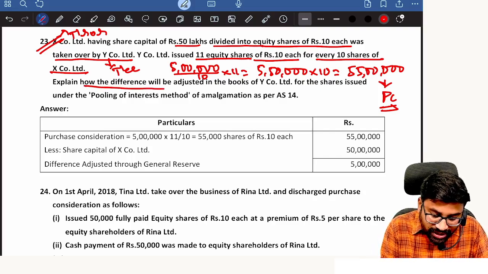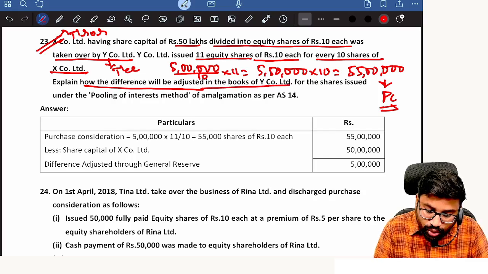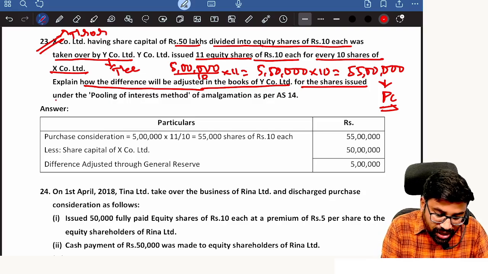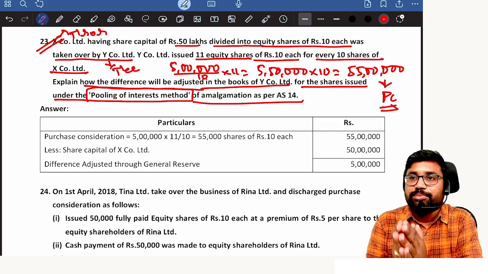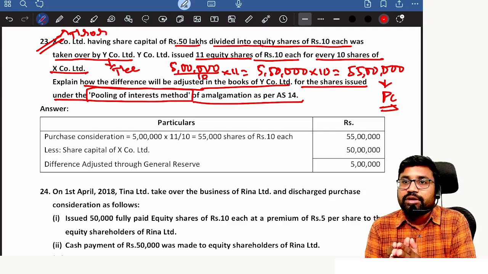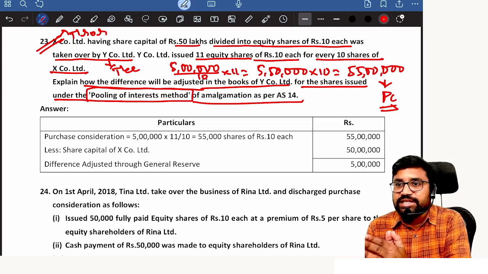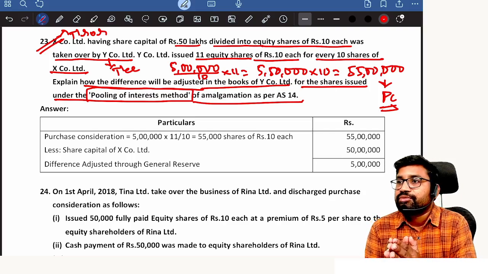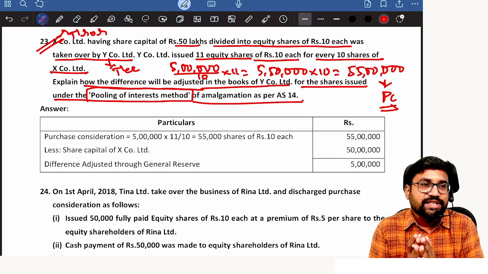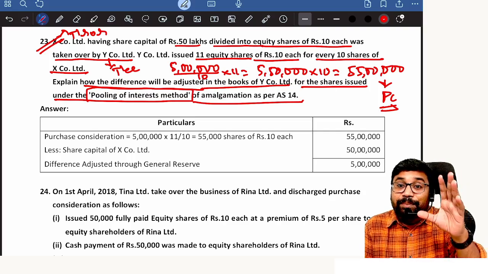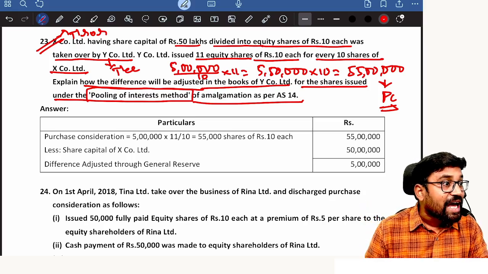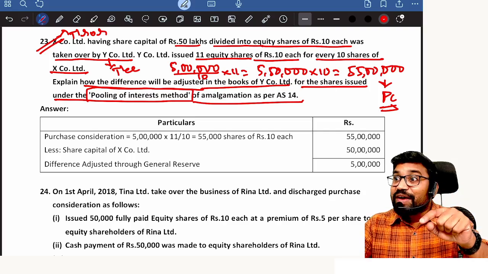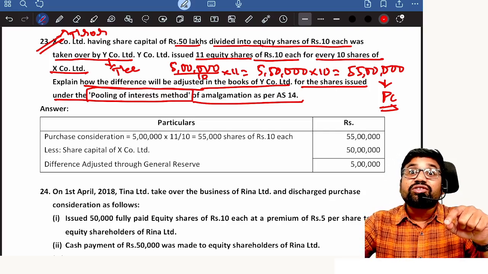Explain how the difference will be adjusted in the books of Y and Co for the shares issued under the pooling of interest method for amalgamation. I told you this is the right time to apply the concept. Tell me, pooling of interest method, transferee company paying purchase consideration. How much purchase consideration is Y and Co paying? 55 lakhs. We will compare purchase consideration under pooling of interest method with what? Share capital. What is the share capital? 50 lakhs. So how much excess are we paying? 5 lakhs. This 5 lakhs is adjusted against free reserves of transferor.